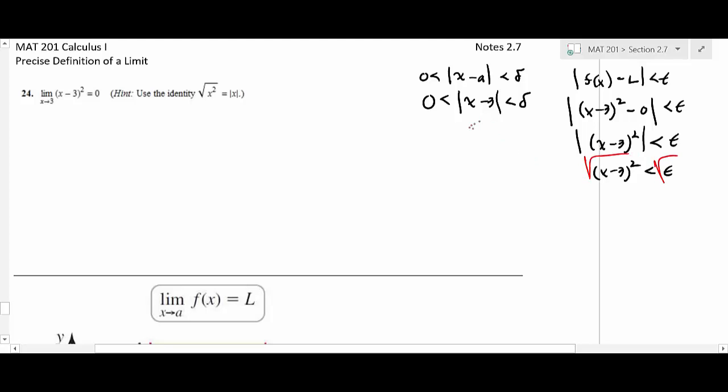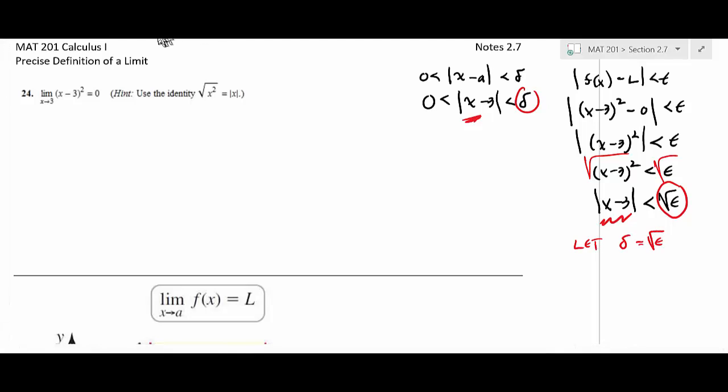Again, we're trying to make this look exactly like that. So that would give us the absolute value of x minus 3 is less than the square root of epsilon. Since we've made these two things the same, the connection is that these things have to be equal. So what we're going to do in our proof is let delta equal the square root of epsilon. Okay, then if we formally write our proof, it'll go like this.